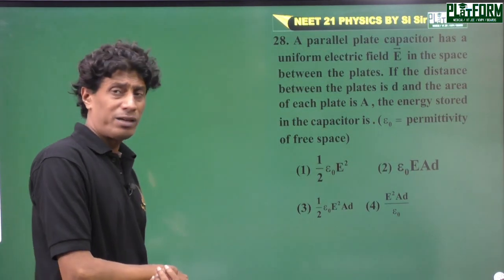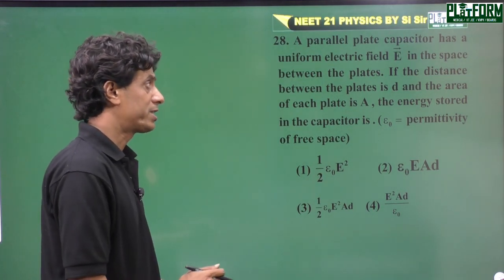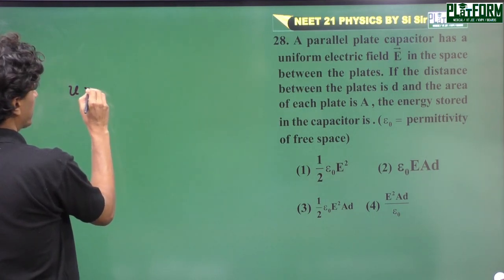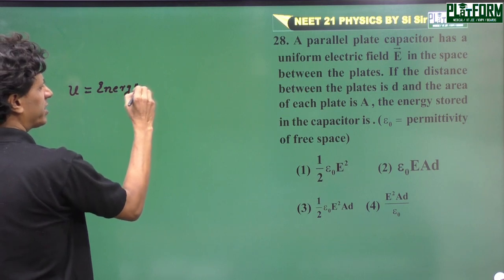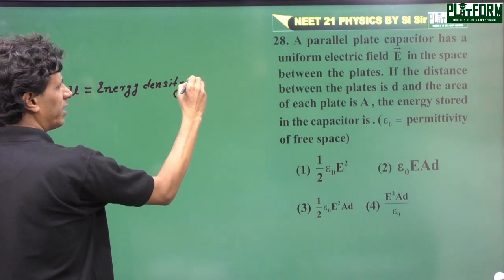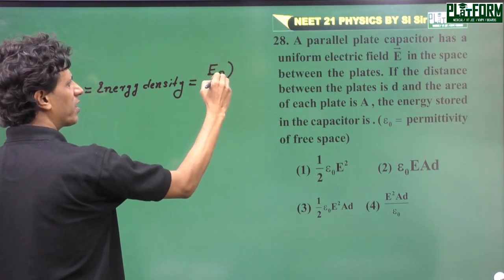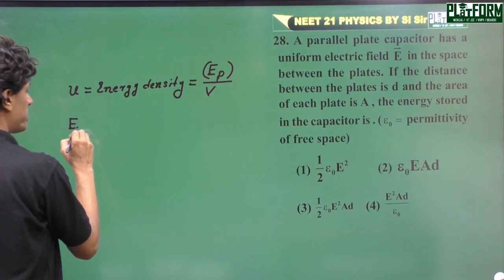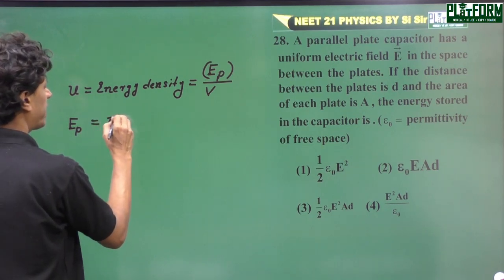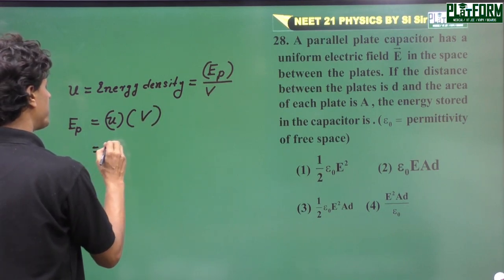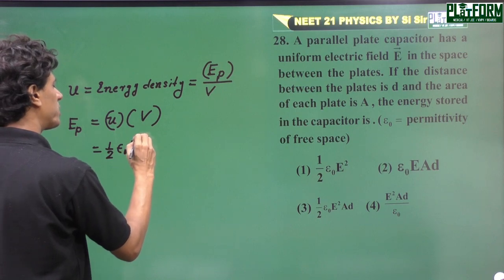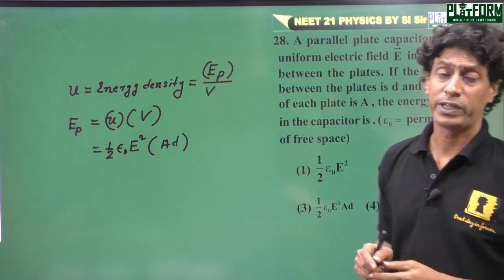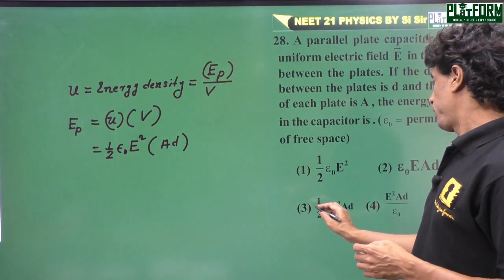Next problem. A parallel plate capacitor has a uniform electric field in the space between the plates. If the distance between the plates is d and the area of the plates is A, what is the energy stored in the capacitor? It is again a very simple question. Energy density is actually potential energy per unit volume. So the potential energy stored in the capacitor we can write as energy density into volume. Energy density is half epsilon 0 E square, into A into d. A is the common plate area and d is the separation, so A into d is the total volume of the capacitor. So this is a very simple question, and the right option here is 3.